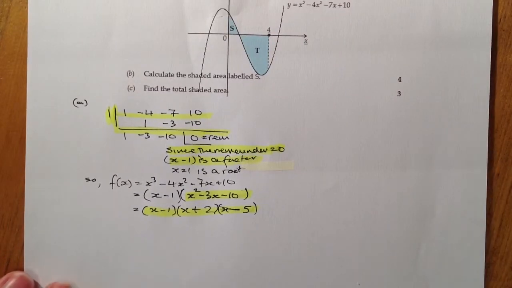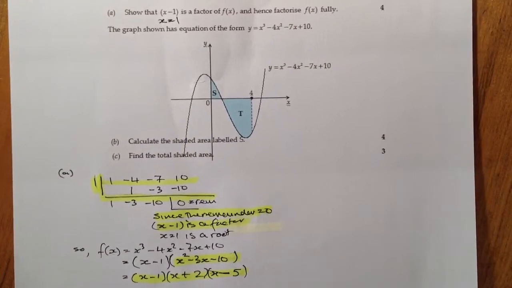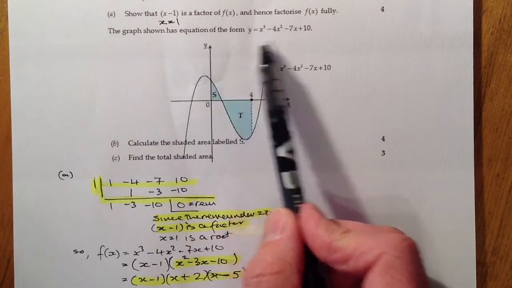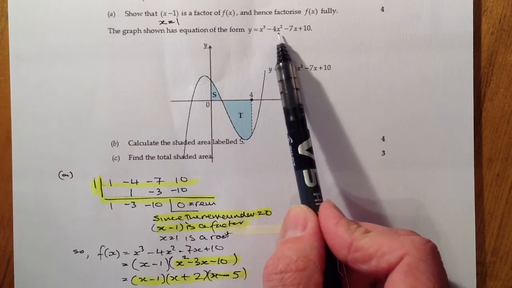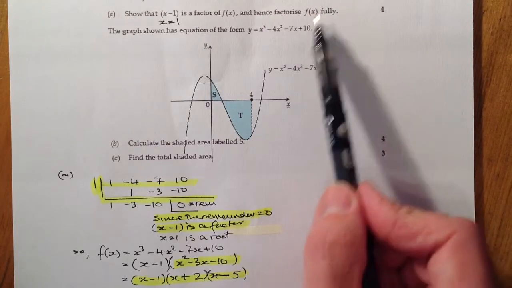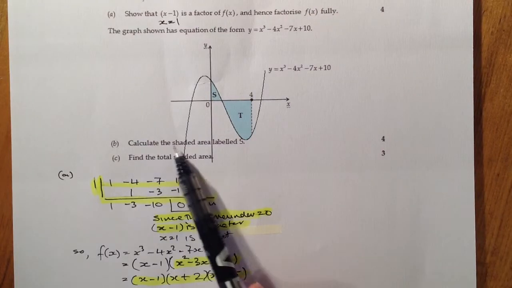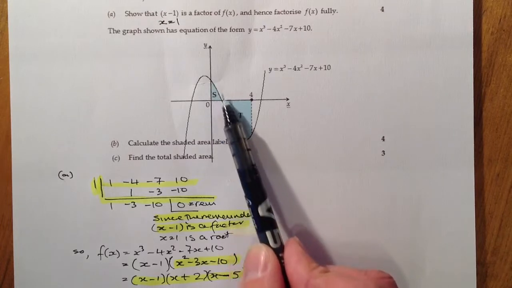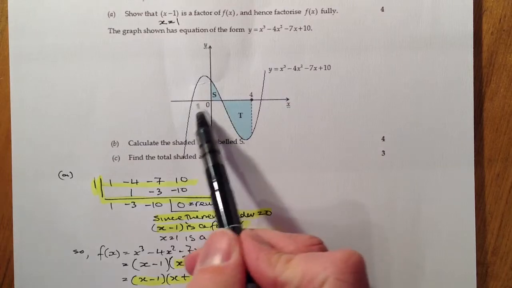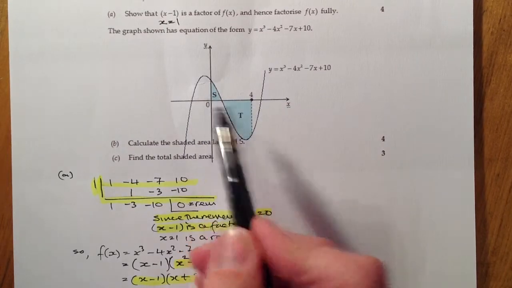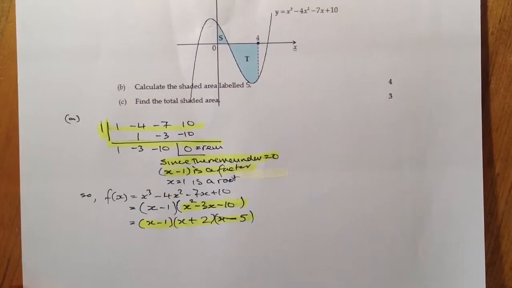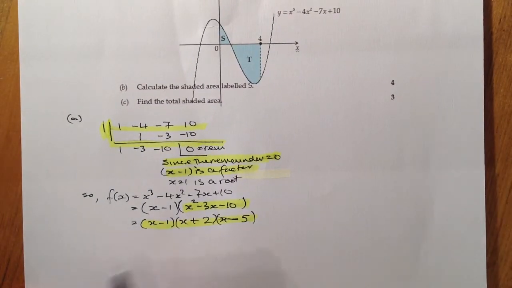Okay, so let's look at part B. So here we go. The graph shown has equation in the form y is equal to x cubed minus 4x squared minus 7x plus 10, same as this function up above that I can see, and I have to calculate the shaded area labelled S. So that's the label, the part that's there. So one of the things I'm going to have to do first of all is to find out the roots. Okay, and all I need to do is just solve the equation, or the function that I've just factorised. So let's go and do that first of all for part B.